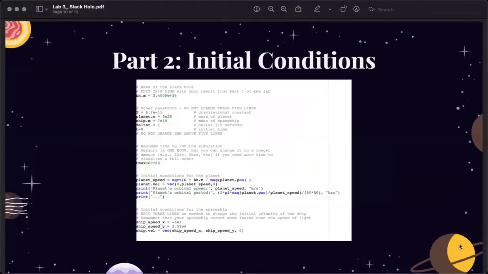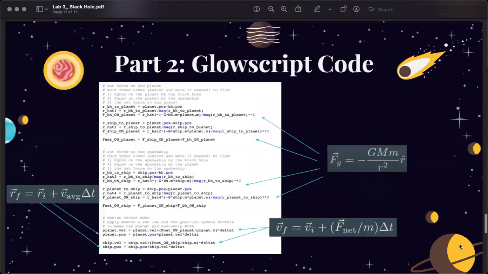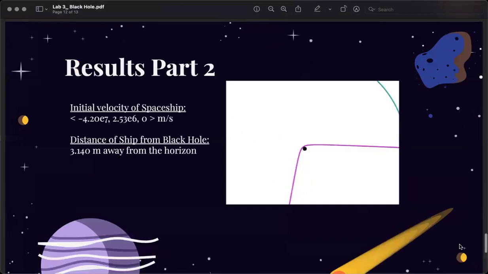So then for part two, these are also the initial conditions. So the ship mass, the planet mass, delta T, which is the time, and the gravitational constant. And then for part two, this goes a little bit deeper into the code. Of course, again, I put where you can see the different equations that are actually in the code so you can further understand the code if you were to be looking at this for the first time. So, for example, this is the position update formula and the velocity update formula, and then the universal gravitational formula.